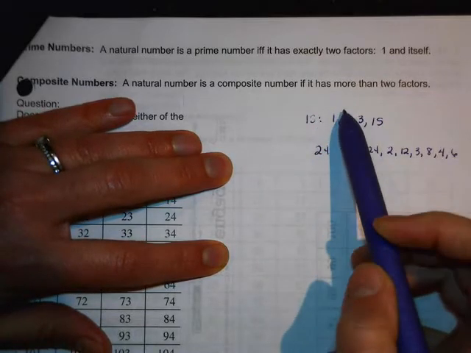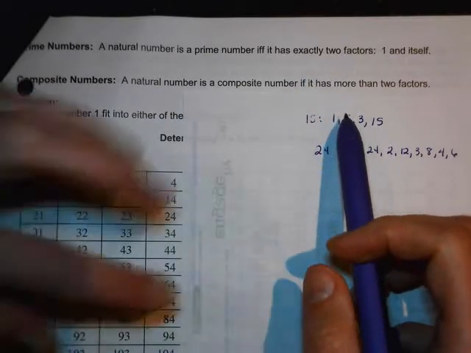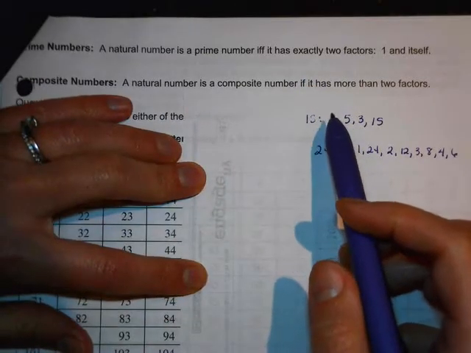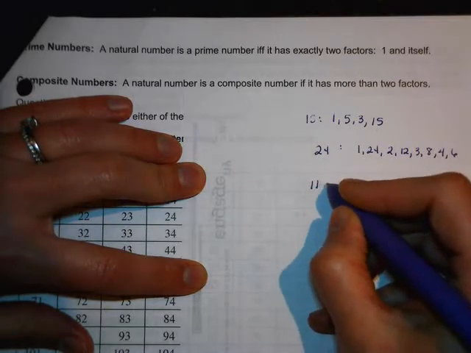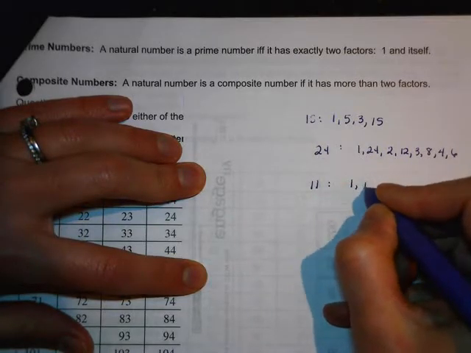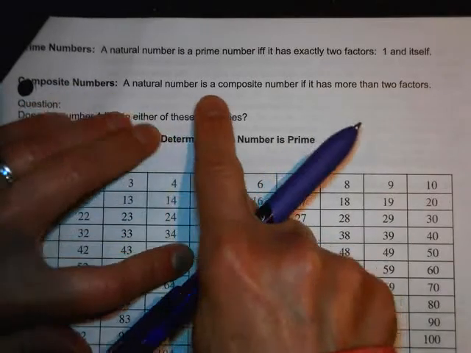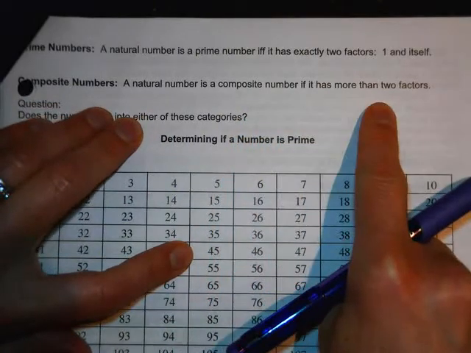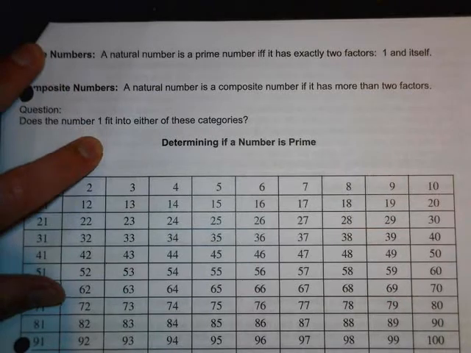A number is prime if its only factors are 1 and itself. So if I said, can you give me all the numbers that multiply together to give me 11, you would just say 1 and 11. There are only two numbers that multiply together to give me 11, and that's 1 and itself. A composite number is a number that has more than two factors. So prime has exactly two factors, 1 and itself, and composite has more than two.